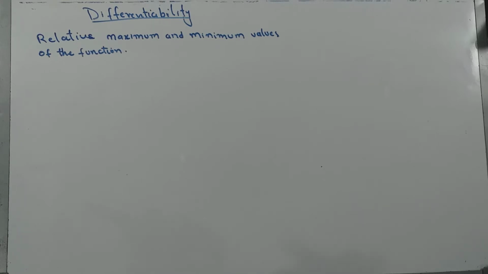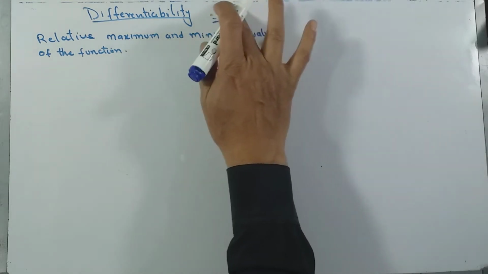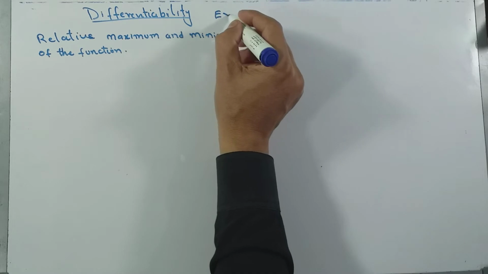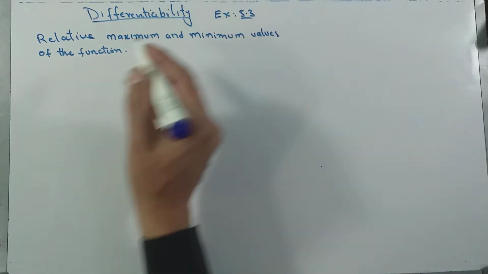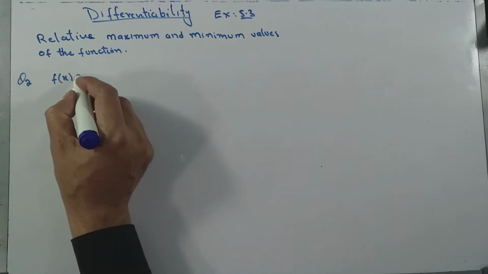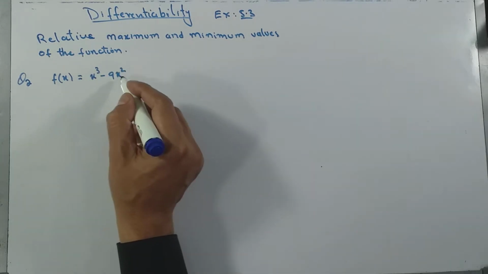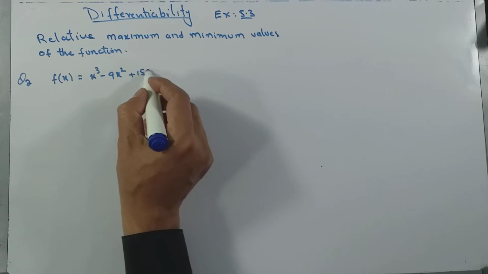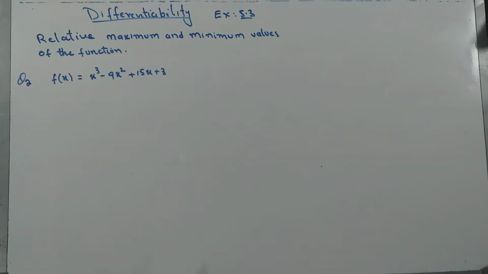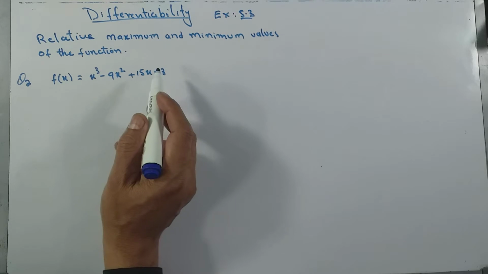So this is exercise 5.3, and the question we are solving is question number 2. Question number 2 is f of x is equal to x cube minus 9x square plus 15x plus 3. This is the question, and we have to find out the relative maximum and minimum values of this function, f of x is equal to x cube minus 9x square plus 15x plus 3.